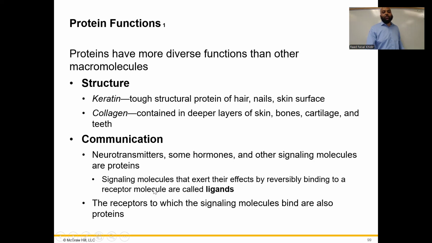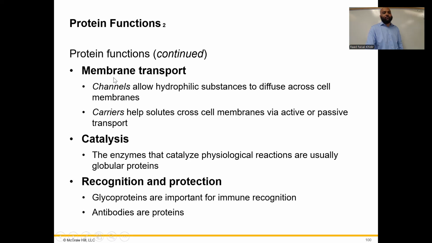Signaling molecules that exert their effect by reversibly binding to a deeper molecule are called ligands. And the receptors to which the signaling molecule binds are also known as proteins. Proteins are also important because they act as protein channels. These protein channels allow hydrophobic substances to diffuse across the membrane. And the carriers help the solutes cross the cell membrane via active or passive transport.